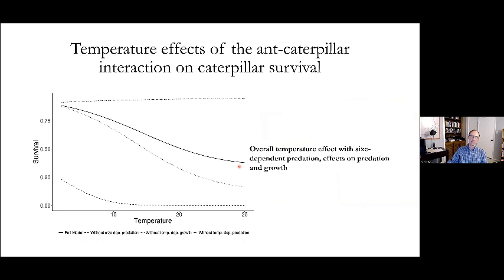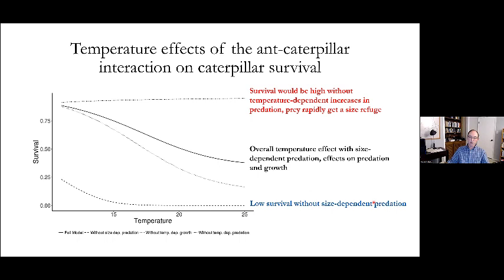If we took out the temperature-dependent increases in predation, then survival would be expected to increase greatly, to 100% pretty much. If we took out size-dependent predation from our model, then survival was always low because predation was always occurring. And then you put together the predation without the temperature-dependent growth, you see there's a lower survival, then you have the increase in growth, and that's the overall average effect that we saw: increased caterpillar growth, increased predation, but decreased time to reach the size refuge. So that's the combination of things that are going on.